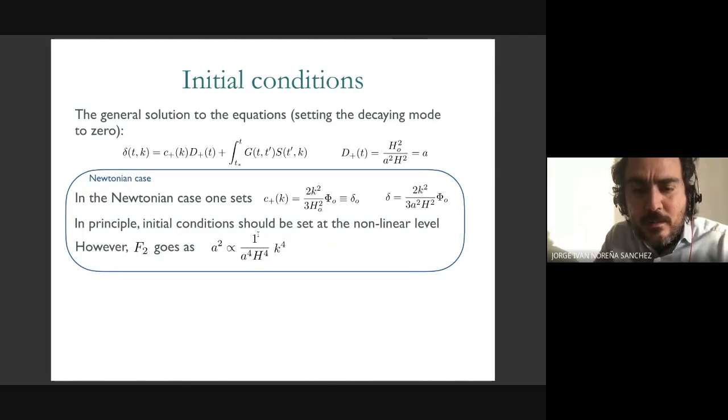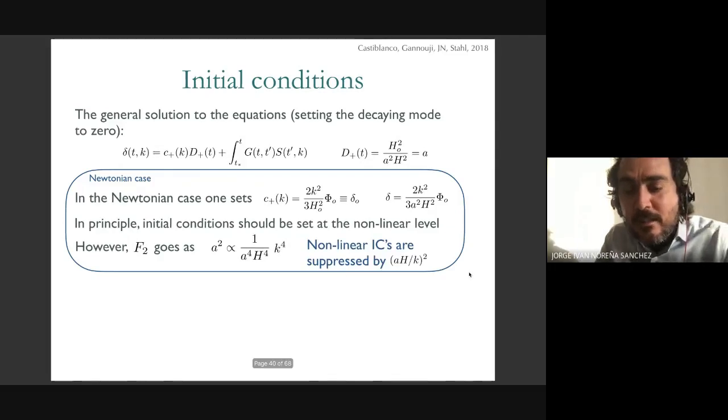So this a squared is 1 over a squared h to the fourth in Einstein de Sitter. And so when I plug in a typical scale, the typical terms that you will get will need to be multiplied by a k to the fourth. So this is very suppressed by derivatives. Right? So when I put phi squared here, compared to the linear solution, it is suppressed by ah over k squared.